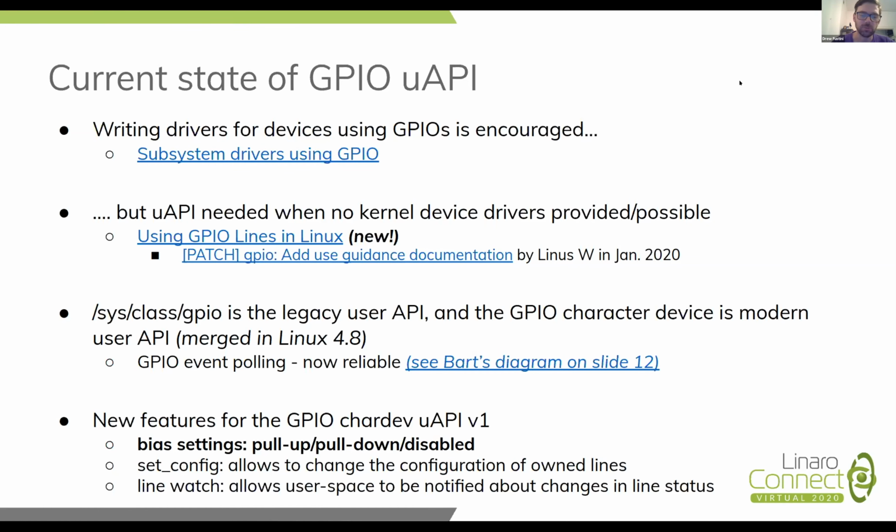And then another thing that was part of that change was a set config ioctl, or IO control. And that allows people to be able to change the configuration while they're still owning the line. So rather than closing it and trying to open back up, there's no race condition there. And then also the ability to watch lines from user space.